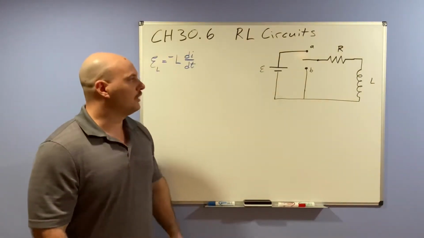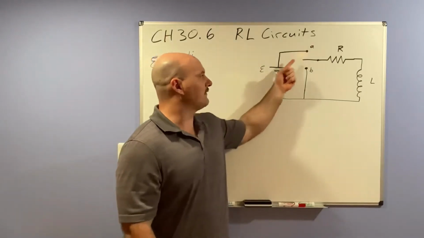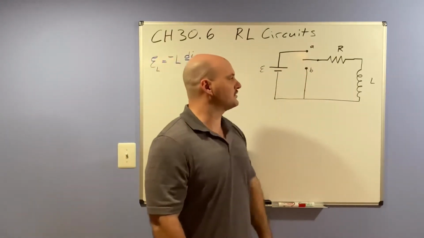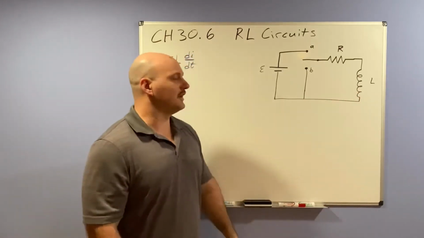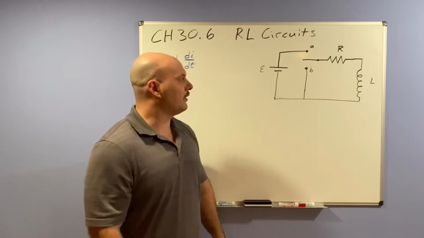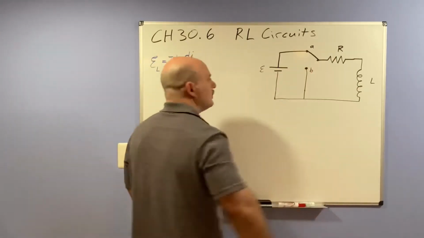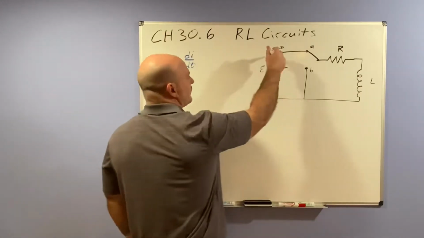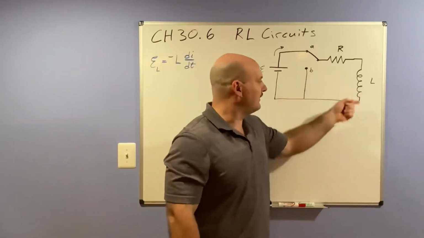Okay, so the way we have an RL circuit set up here, I've got my battery, I've got a switch here that's got two terminals, A and B. I've got my resistance with resistor R, and I've got my inductance with inductance L. Now, when we move the switch to position A, what happens is a current begins to flow. A current is driven by the battery through the resistor and then through the inductor.